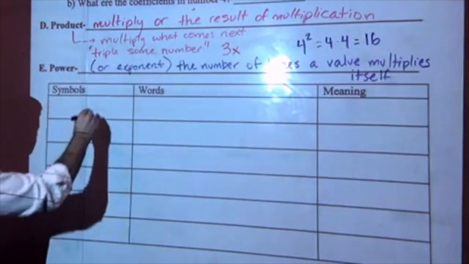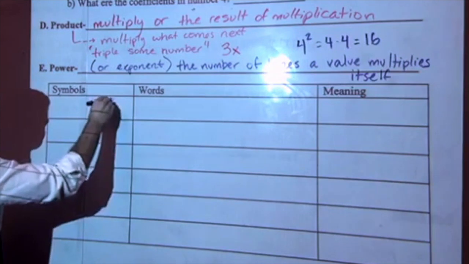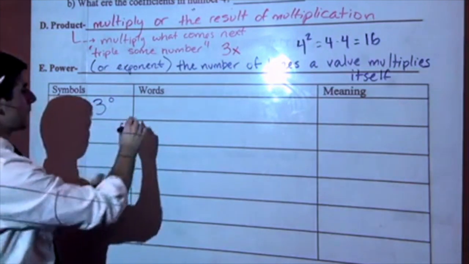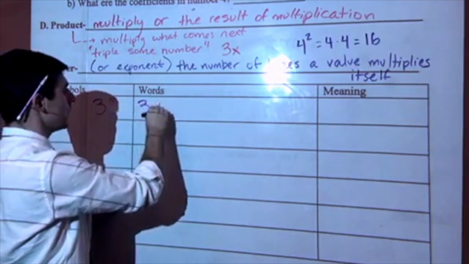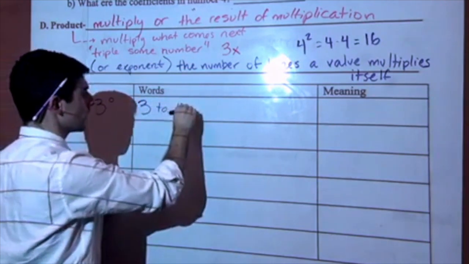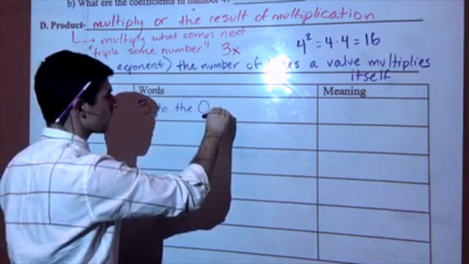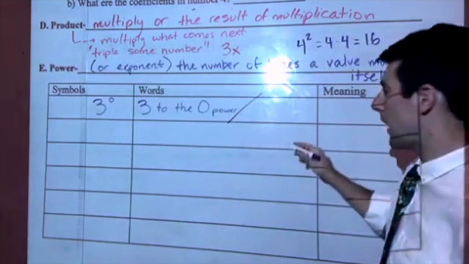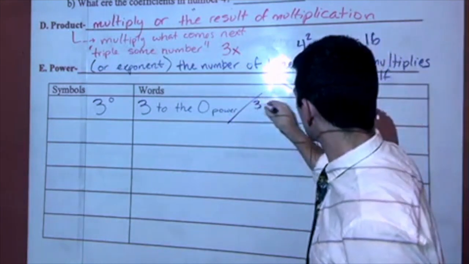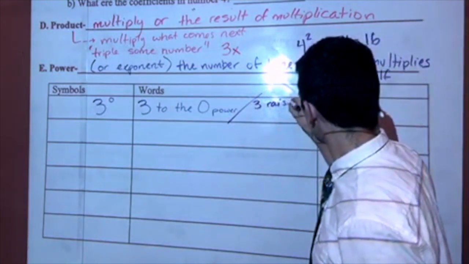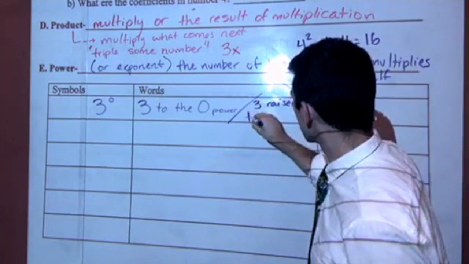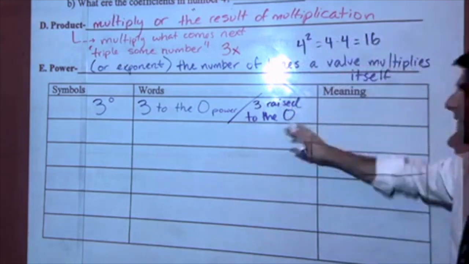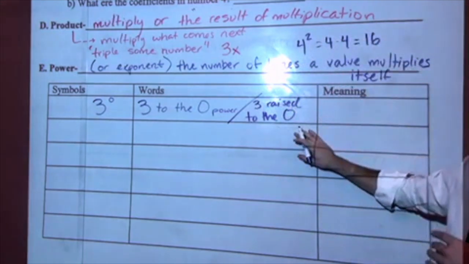Let's say we had 3 raised to the 0. Now notice the words I just said. We can say this in 2 ways. We can say 3 to the 0 power. Or we can say 3 raised to the 0. We can also say 3 raised to the power of 0.